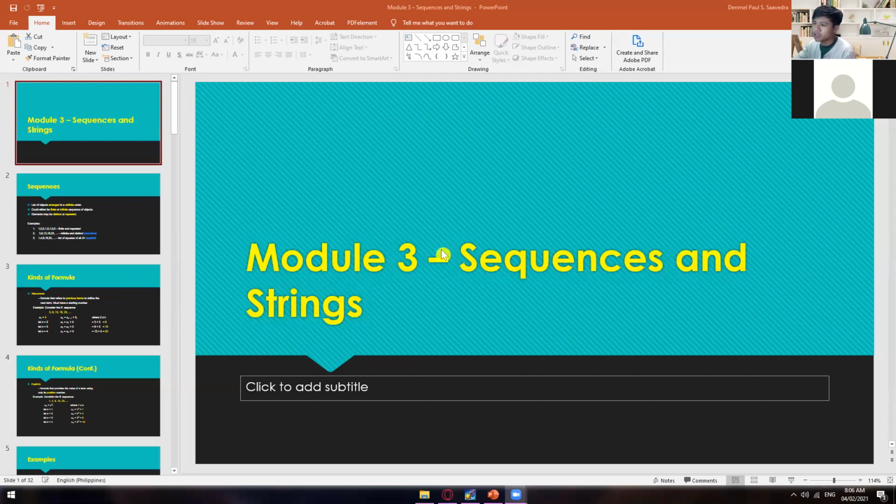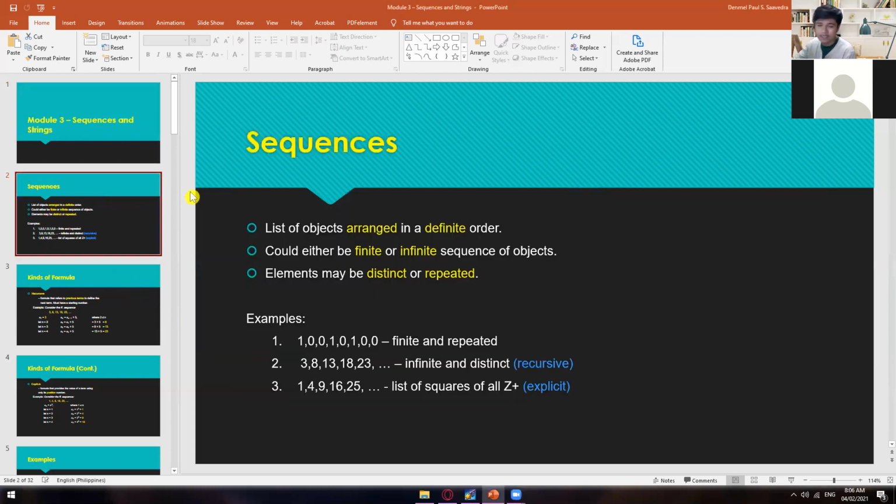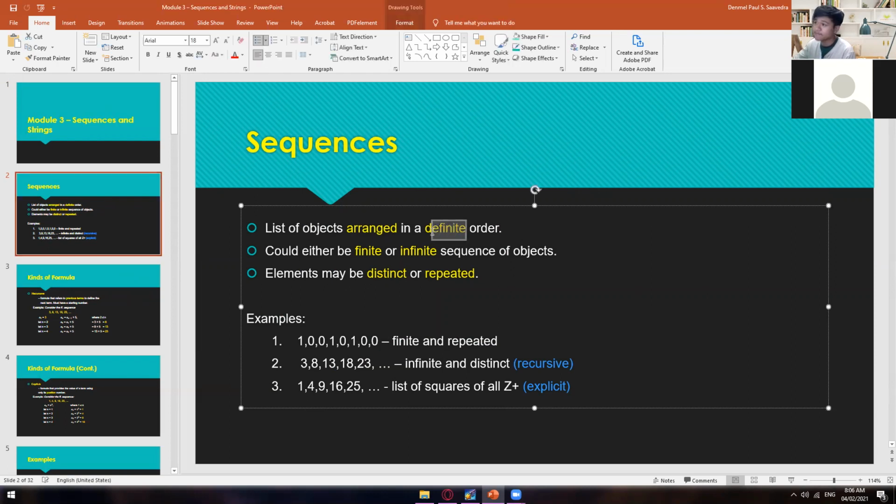So the topic for module 3 is sequences and strings. Of course, first we have to know what a sequence is. From the beginning, it's a list of objects arranged in a definite order. So take note, it's a definite order, meaning the arrangement in a sequence is very important. Unlike sets, where it is not that important, in a sequence it is very, very important.